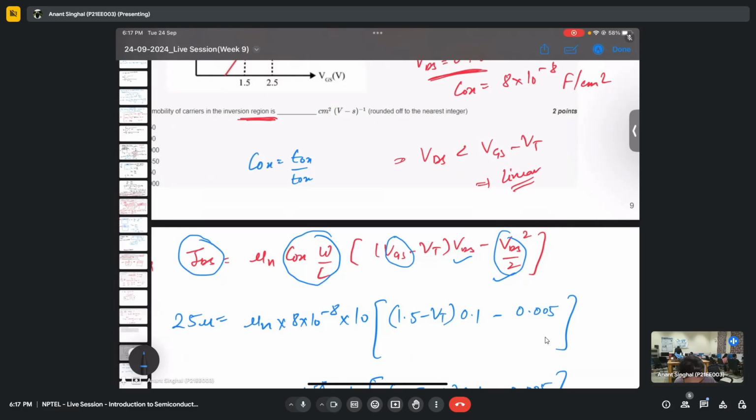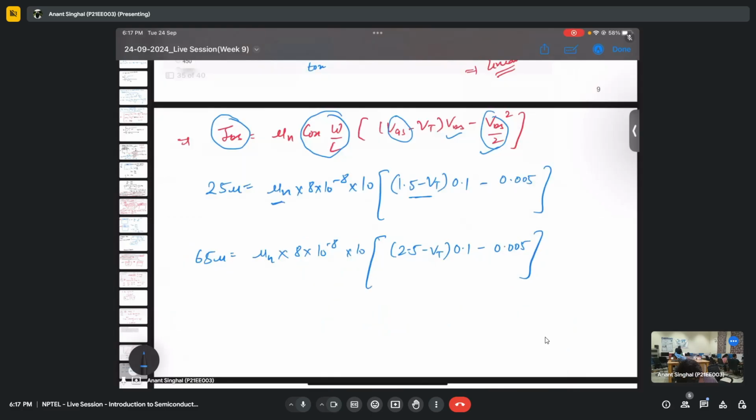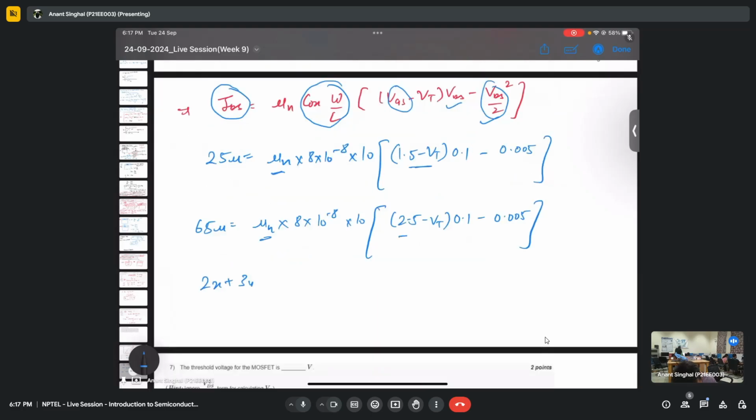Okay, so we have two equations in which we have two variables. Let's say in a very simple way, 2x plus 3y is 5 and 5x plus 6y is 7. So you can calculate x and y, right? Yes, sir. So mu n is one variable and Vt is the other variable.